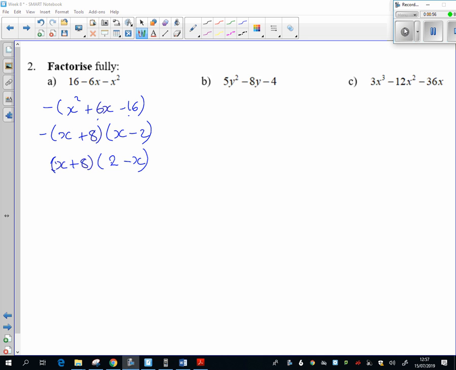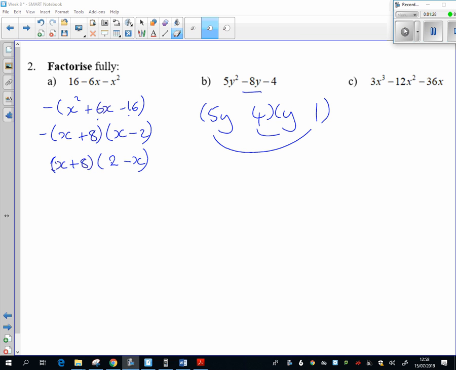Okay, so for B, we've got a coefficient. So 5 is a prime number, so it has to be 5y and y. 4, so that can either be 1 and 4 or 2 and 2. And then I'm just looking for how am I going to get -8 there. So usually what I do is just try some out. So for example, if it was 4 and 1, so that's going to give me 5, and that's going to give me 4, and whether they're positive or negative, I'm never going to be able to get -8 from that.